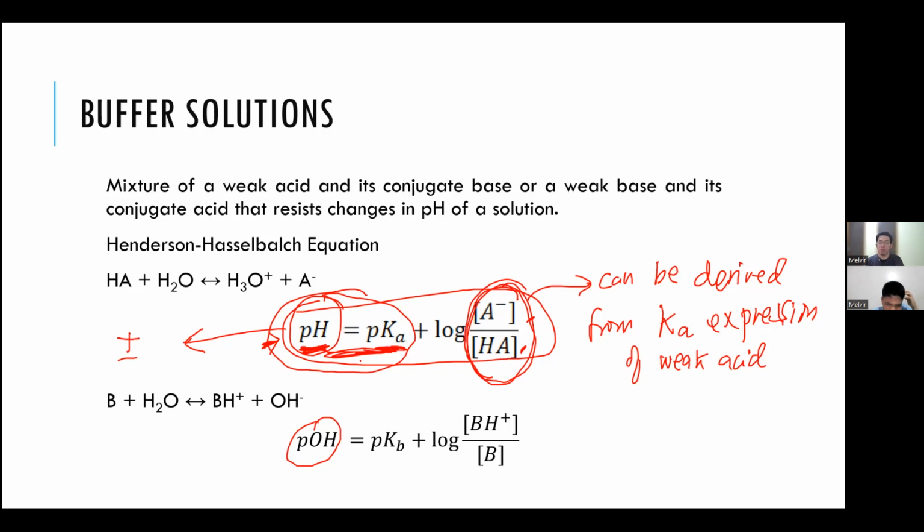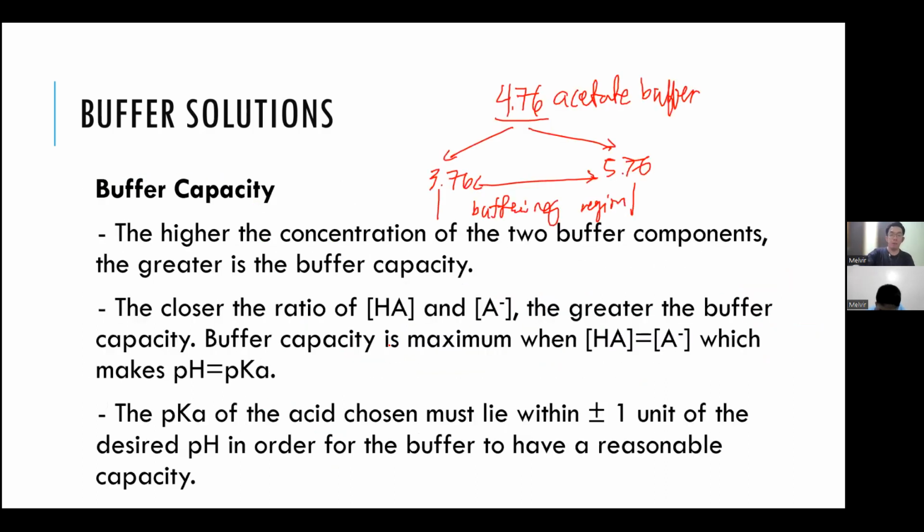So make the ratio A minus over HA equal to 1, kasi ang log 1 ay equal to 0. Kaya ang mangyayari, if your A minus and HA are almost equal, almost same sila ng concentration. This will be log 1, so 0 na ito, and pH is equal to pKa. Kaya mas magiging strong yung buffer na mabubuo mo.